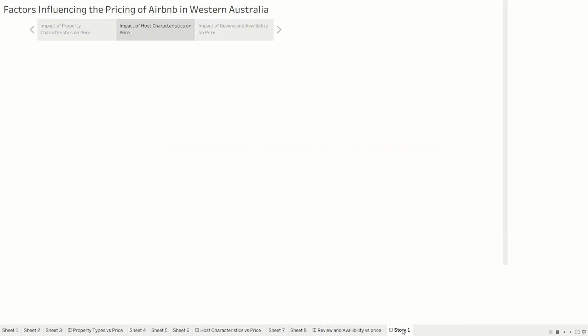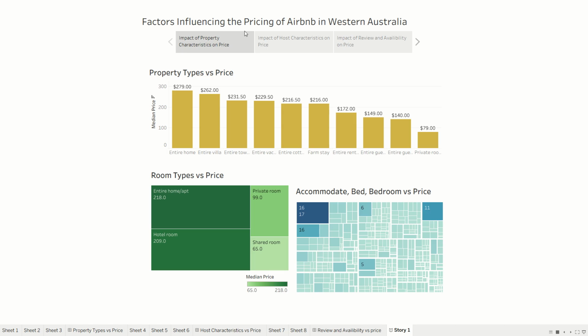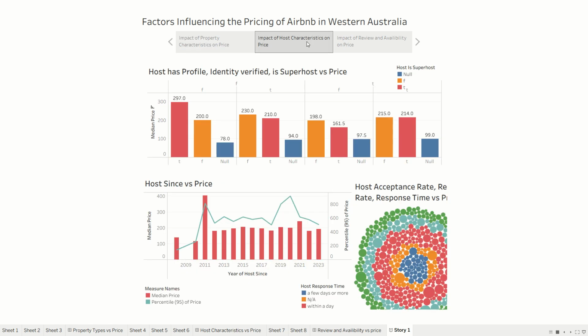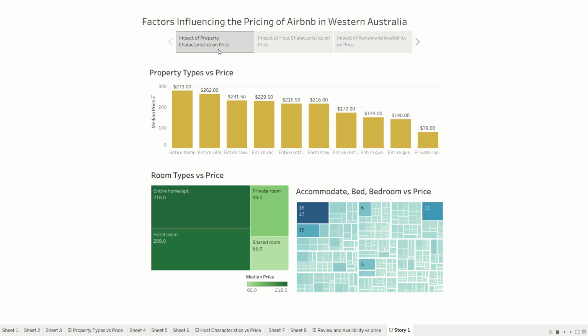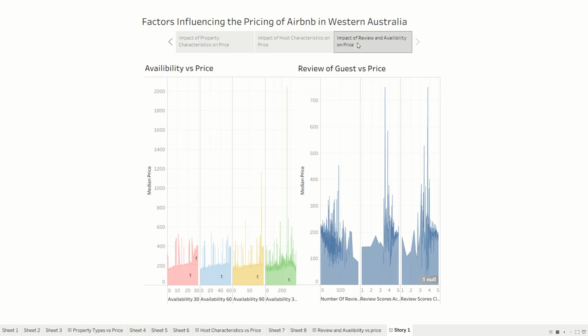Based on this, I developed the storyboard, The Factors Influencing the Price of Airbnb in Western Australia. Here I created three stories. First is the impact of the property characteristics on price, second is the impact of the host characteristics on price, and third one is the impact of the reviews and availability on price.